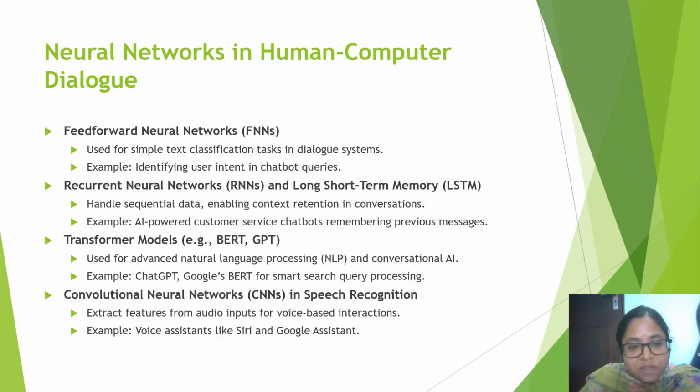The next one is transformer models. Examples: BERT, GPTs. These techniques are used in transformer models for advanced natural language processing and conversational use. Examples: chatbots and Google bots for smart search query processing. The next is the CNN, convolutional neural networks, in speech recognition. It extracts features from audio inputs for voice-based interaction. Examples: voice assistants like Siri and Google Assistant. So these are the various neural networks used for human-computer dialogues.